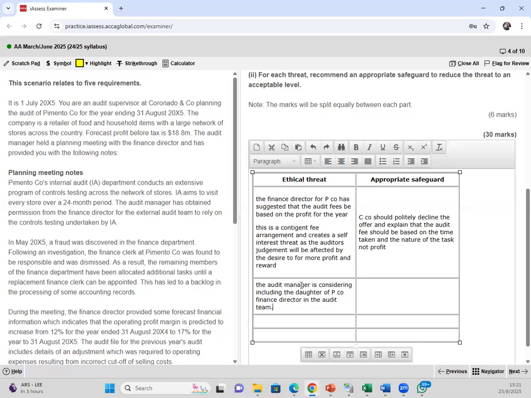So this can cause two threats. It can cause self-interest and familiarity to the daughter. So the daughter will be affected by this, as they are family, someone close to them. There is also self-interest, and even intimidation might also have a play there.